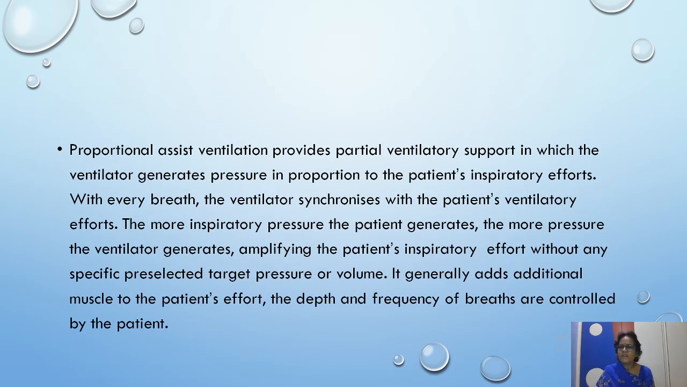Next, another one is proportional assist ventilation, which provides partial ventilatory support in which the ventilator generates pressure in proportion to the patient's inspiratory efforts. So with every breath here, the ventilator synchronizes with the patient's ventilatory efforts. The more inspiratory pressure the patient generates, the more pressure the ventilator generates, amplifying the patient's inspiratory effort without any specific pre-selected target pressure or volume. It generally adds additional muscle to the patient's effort. The depth and frequency of breaths are controlled by the patient.